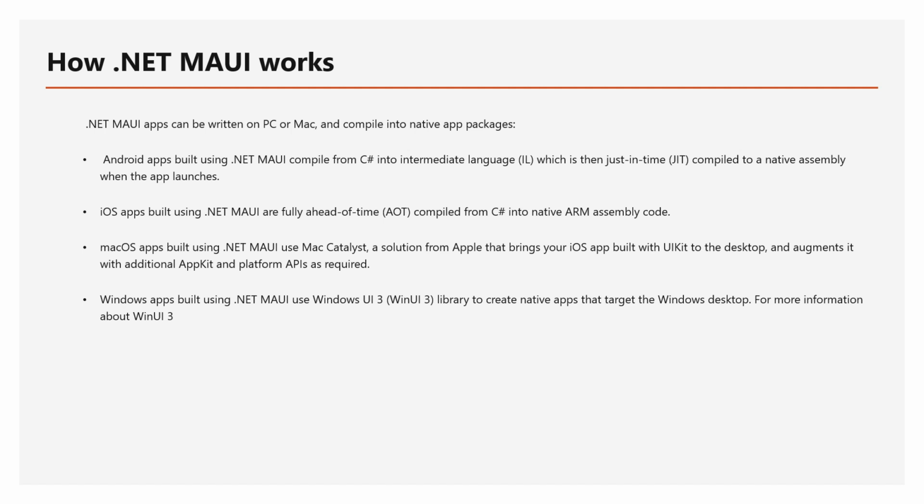iOS apps built using .NET are fully ahead-of-time compiled from C# into native ARM assembly code. So there are two different things here. Android apps are converted to IL, which is then just-in-time compiled to native assembly. macOS apps built using .NET MAUI use Mac Catalyst, a solution from Apple that brings iOS apps built with UIKit to the desktop and augments them with additional AppKit and platform APIs as required. Windows apps built with .NET MAUI use WinUI 3. So these are all different compilation and execution types.